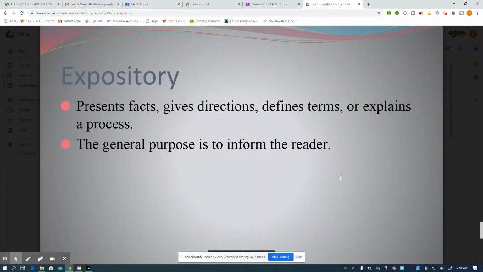So, expository paragraph writing. This is when we present facts, we give direction, we define terms, or we explain a process. The general purpose is to inform the reader. It is to inform, not to persuade, not to entertain, but to inform. We are trying to teach the reader about something. My LA4 kids, we will do this quite a bit throughout the second semester, and even a little bit in the first semester too.